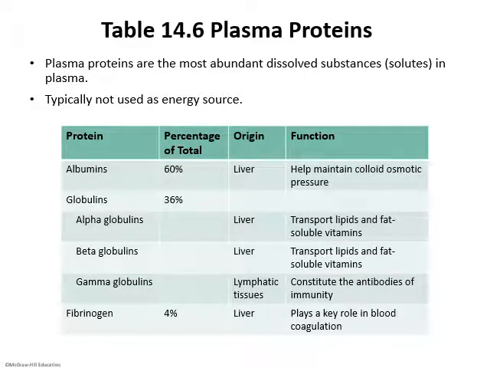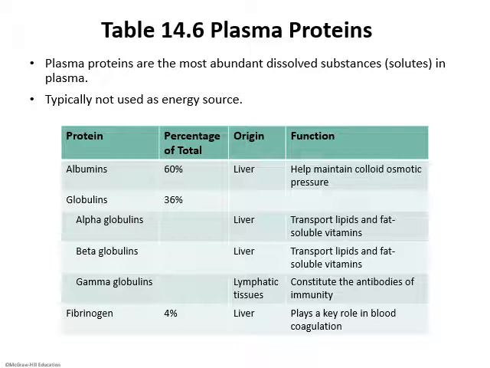Okay, so plasma proteins, first of all, they're not typically used as an energy source. So if for some reason you're in the middle of the desert and you're starving, your body will start to break down your skeletal proteins, so your muscles. However, the body doesn't typically use the proteins in your blood because it becomes very bad for the body when it does. So the proteins are albumins.